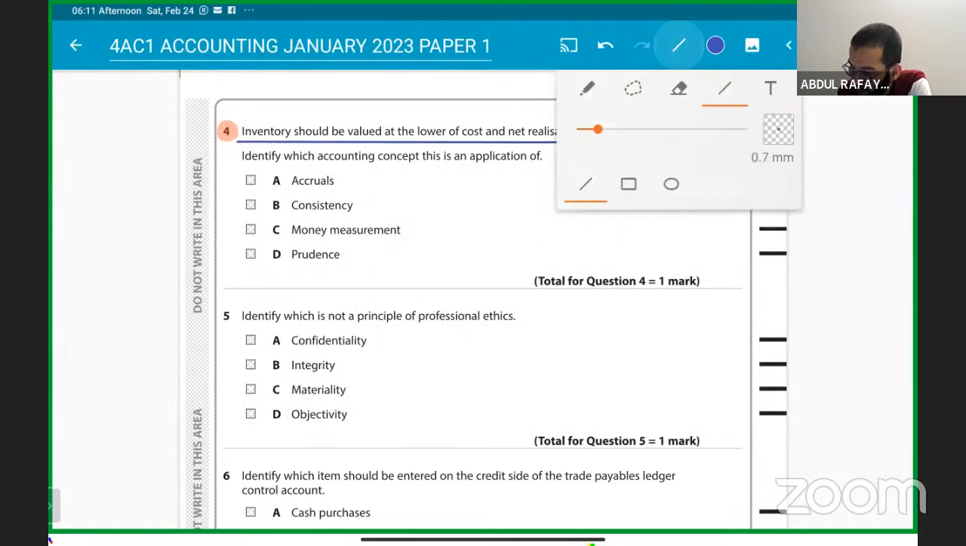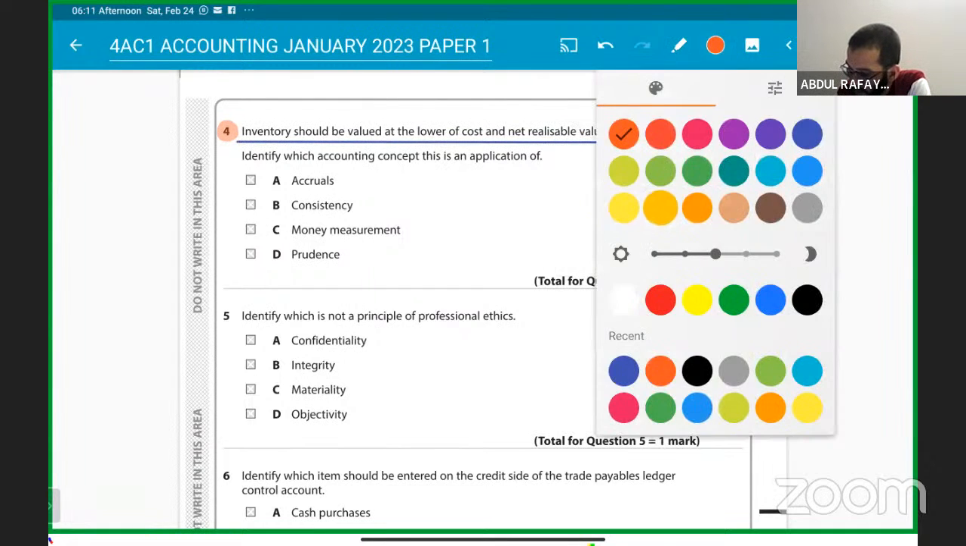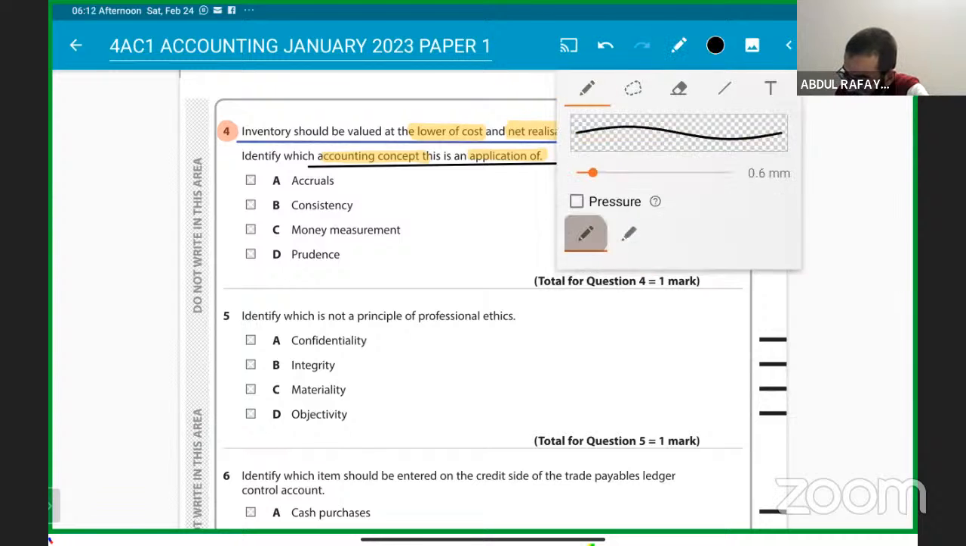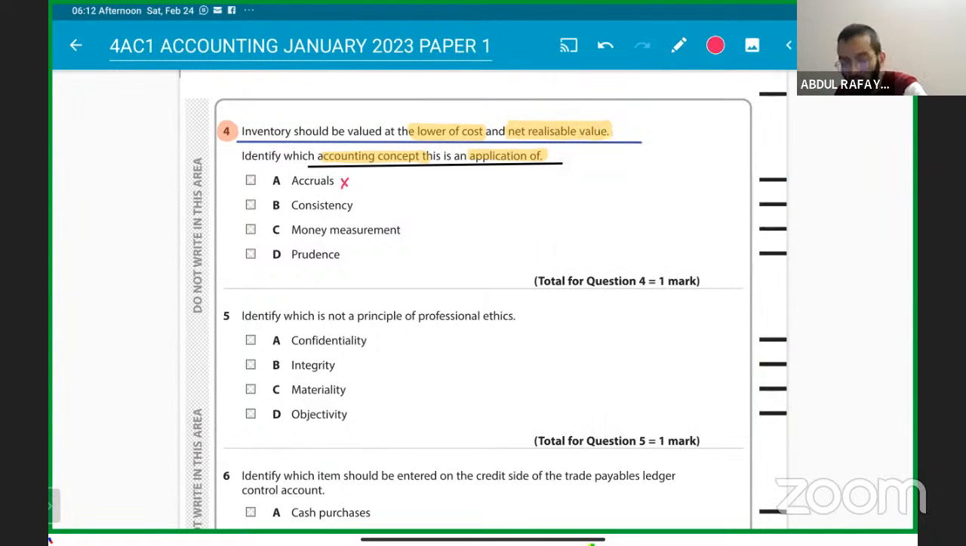Inventory should be valued at the lower of cost and the net realizable value. Identify which accounting concept this is an application of. Which accounting concept explains that inventory should be valued at the lower of cost and net realizable value? We need to understand that the accruals concept is not possible. Why is accrual not possible?